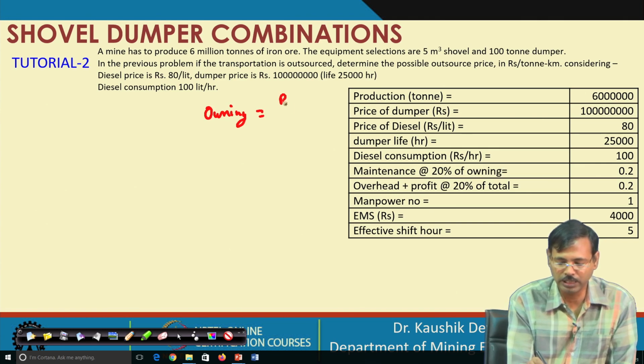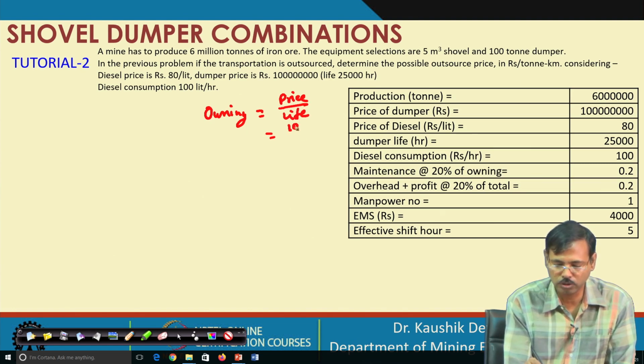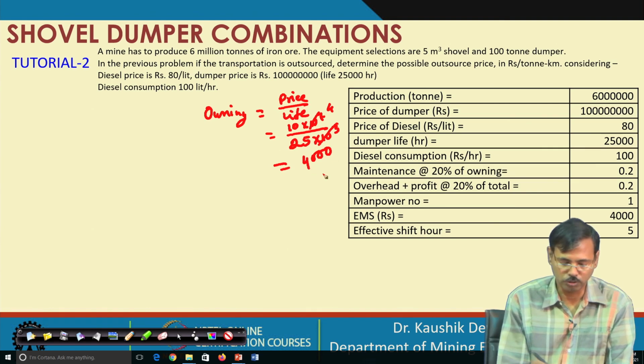So, this is the price by life. This is 10 crore. So, 10 into 10 to the power 7 divided by the life, which is 25,000. So, it is coming around 4 into 10 to the power 4 divided by 25, so this is 4,000. This is 4,000 rupees per hour.